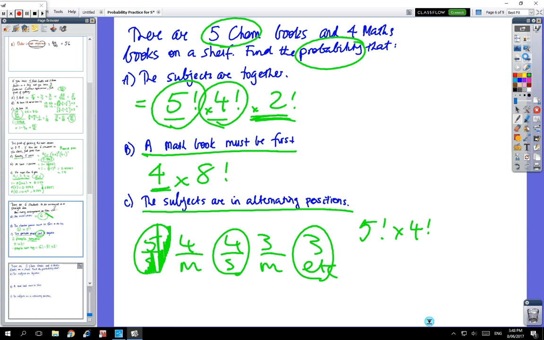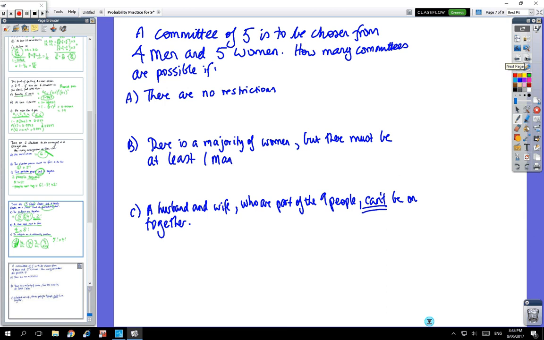Moving on. Okay, a committee of 5 is to be chosen from 4 men and 5 women. How many committees are possible if there's no restrictions? A majority of women, but there must be at least 1 man, and a husband and wife who are part of the people can't be on together. Okay, so the "can't be" is again important. So have a go, and when you're ready, come back.